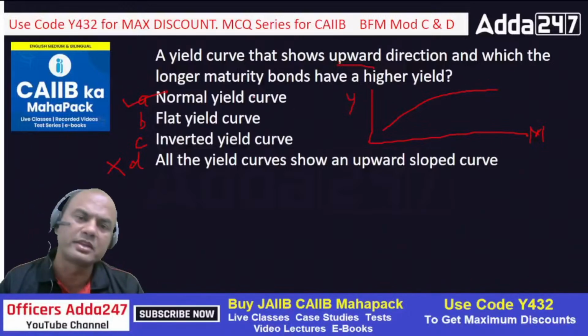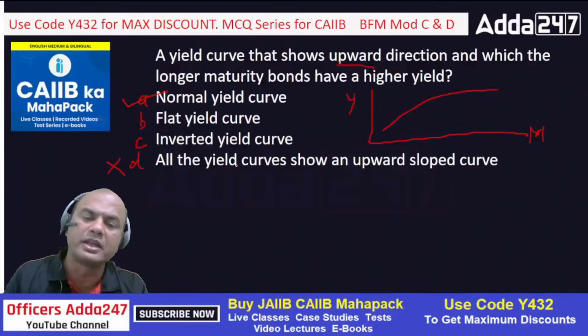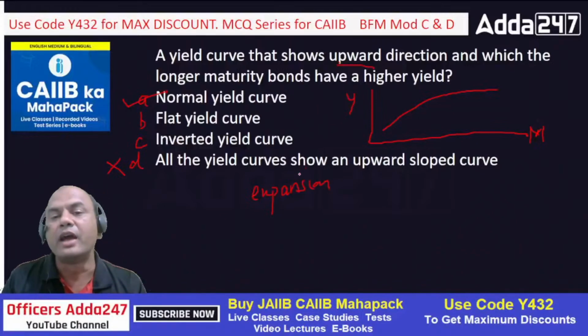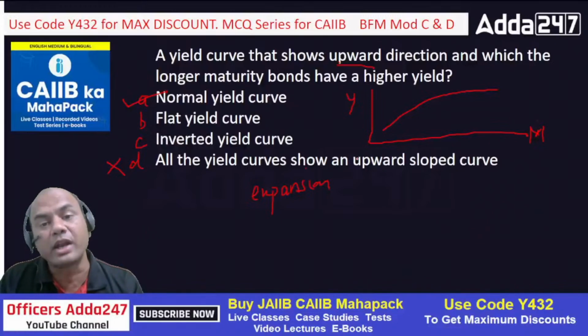And what does the normal yield curve tell you? Normal yield curve tells you the expansionary phase, meaning the economy is expanding. And inverted will tell you the economy is contracting.